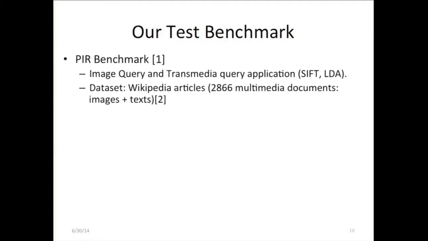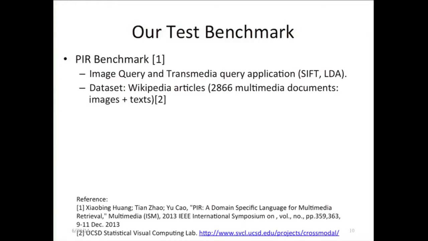Our test benchmark is the PRR benchmark. If you are interested, we have a paper published for PRR. You can check out the reference link below. For a quick introduction to the PRR benchmark, we have image query and transmedia query applications, which contain SIFT and LDA algorithms. The data set we use is Wikipedia articles, which contains 2,866 multimedia documents, including images and texts.